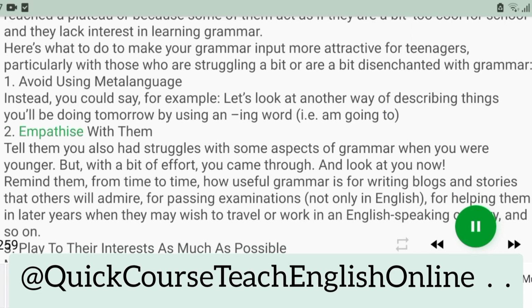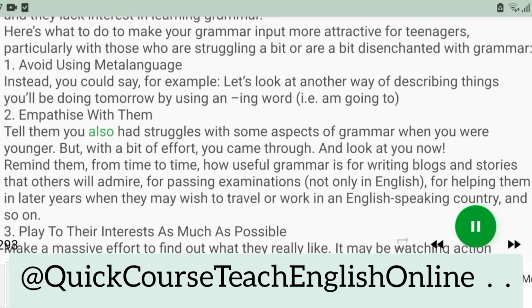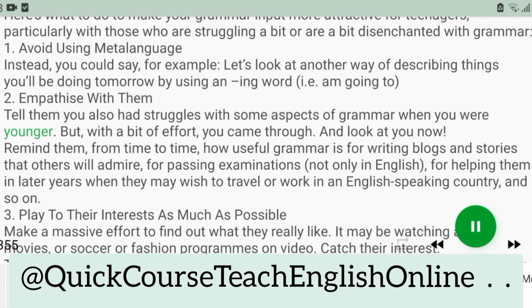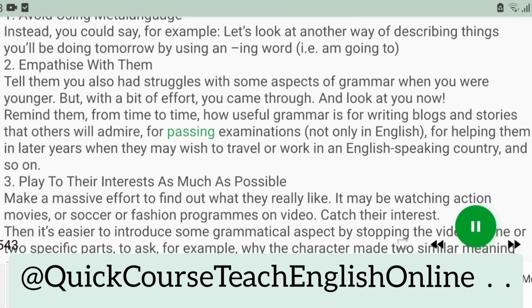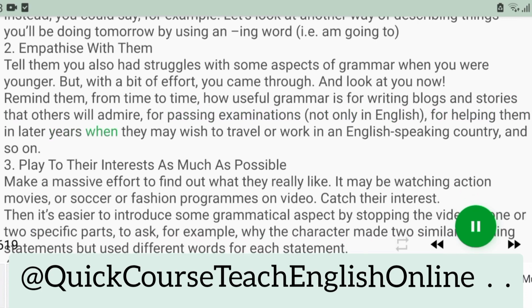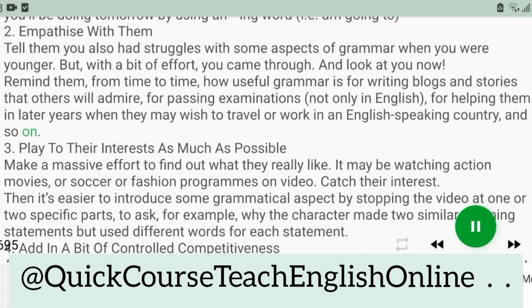2. Empathize with them. Tell them you also had struggles with some aspects of grammar when you were younger. But, with a bit of effort, you came through. And look at you now. Remind them, from time to time, how useful grammar is for writing blogs and stories that others will admire, for passing examinations not only in English, for helping them in later years when they may wish to travel or work in an English-speaking country, and so on.